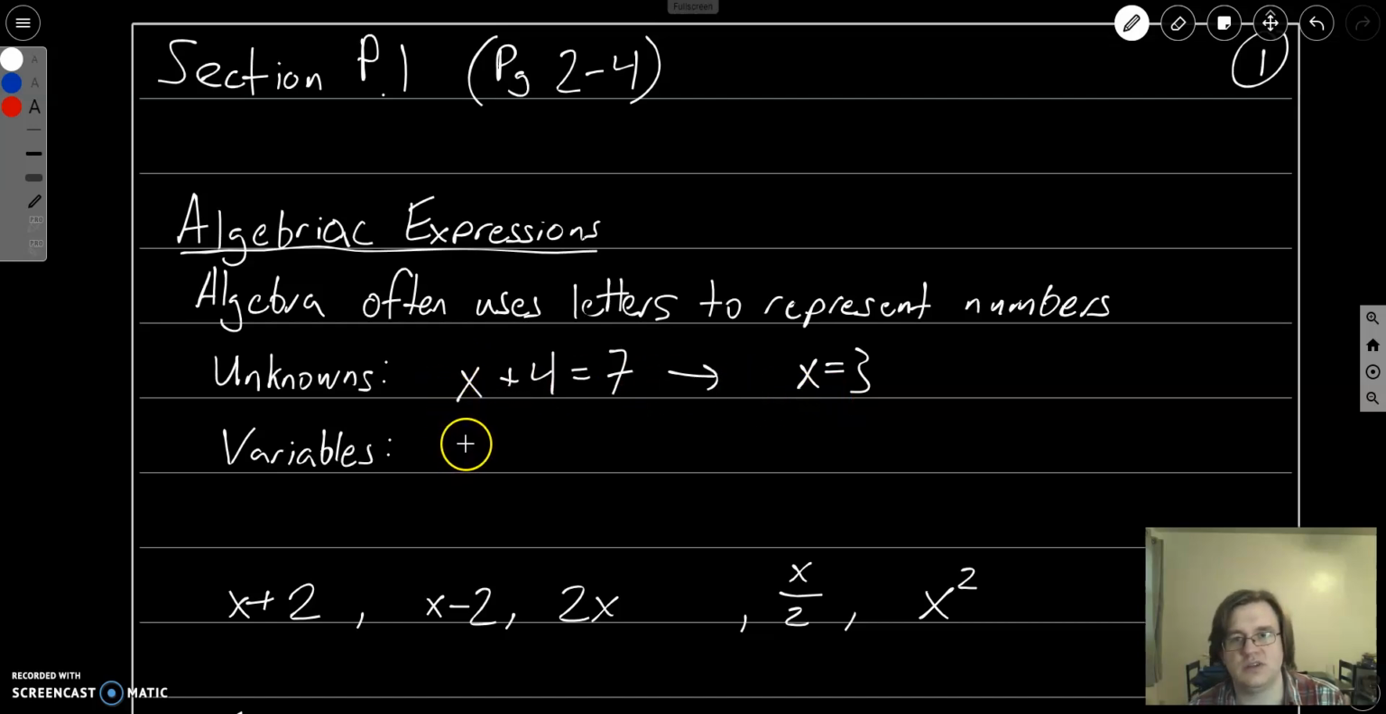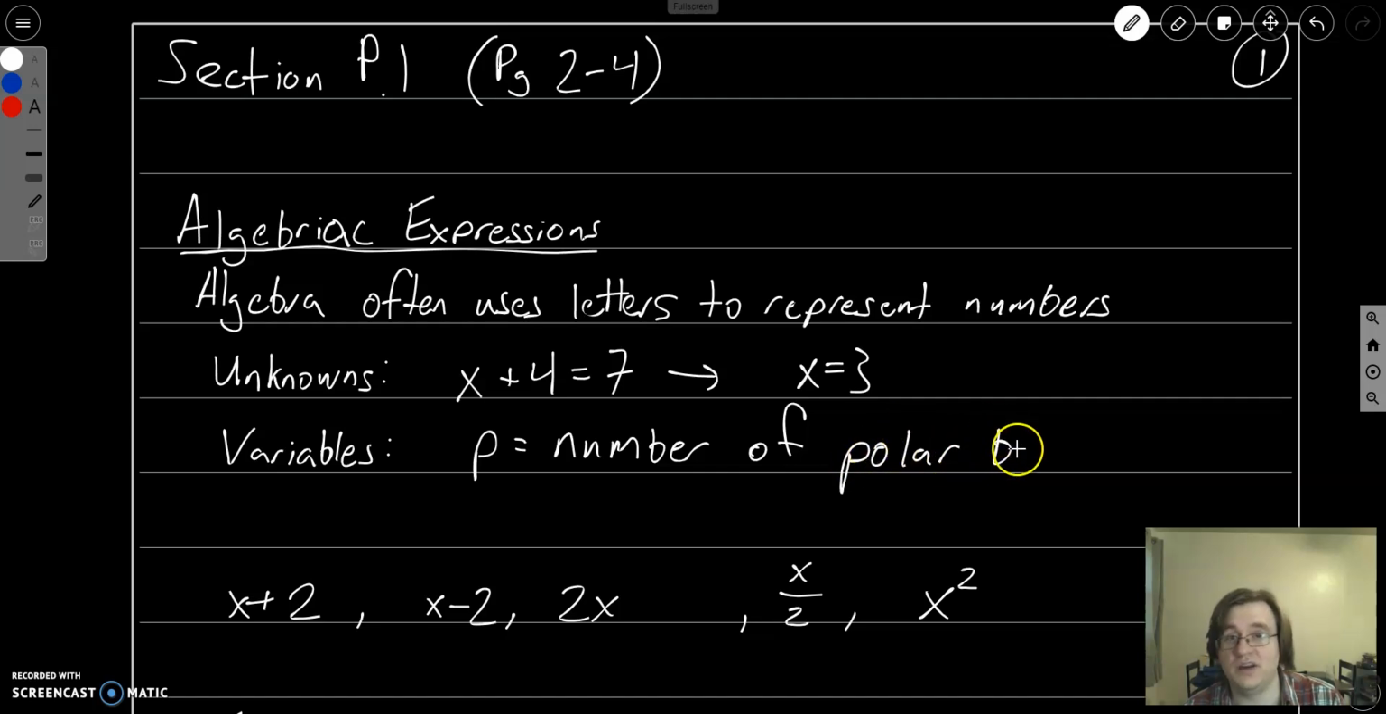Another use in algebra is to use letters to represent variables. So for instance, maybe I can write P is going to be the number of polar bears on Earth. And certainly this is also an unknown. This is not something that I would know off the top of my head, but this is also variable, hence the name variable, because the number of polar bears on Earth can change, and it will depend on a few factors, for instance.